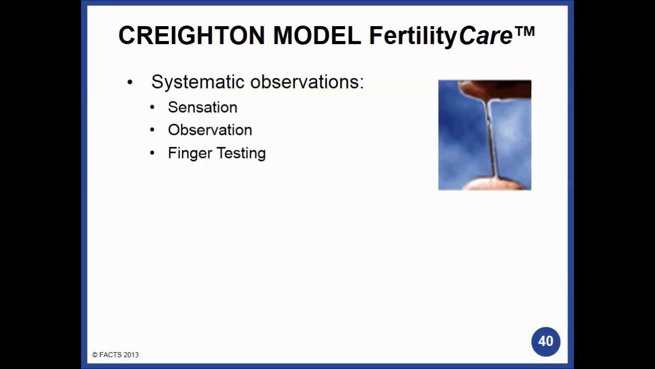Creighton model also observes for cervical fluid, but uses a systematic approach where the woman learns a mnemonic to remember how to observe her mucus: soft, sensation, observation, finger testing. This was developed by Dr. Hilgers and his colleagues, initially starting right here in St. Louis, and then further refined in Omaha.